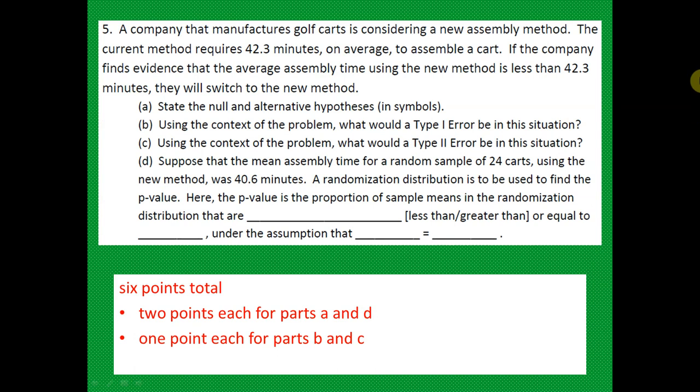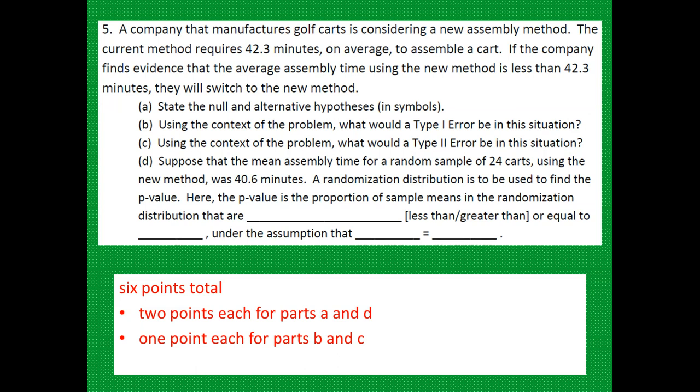Number 5, part A. Stating the null and alternative hypotheses in symbols is worth 2 points. Half a point for the correct parameter, half a point for the correct value on the opposite side of the equality or inequality, half a point for the correct inequality in the alternative hypothesis, and half a point for, I guess, the correct equals in the null, or if you want to write the null with a non-strict inequality, that's okay too.